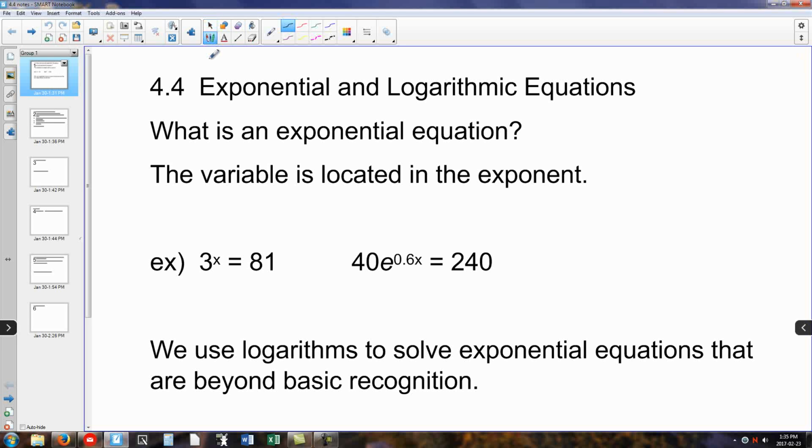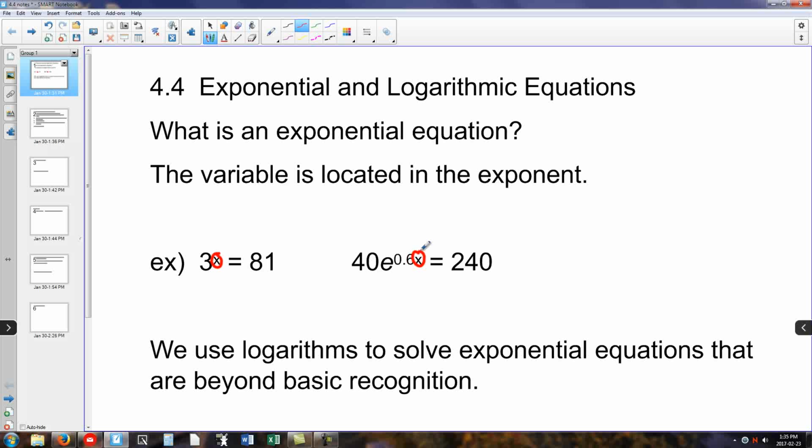Okay, today we're going to be working in 4.4, working on exponential and logarithmic equations and solving those. A lot of times when we solve exponential or logarithmic equations, we're going to do it by creating the other version. An exponential equation is any time the variable is located in the exponent, and both these cases have that true.